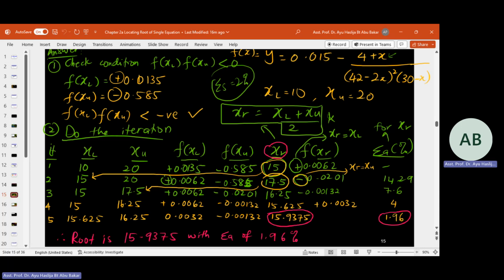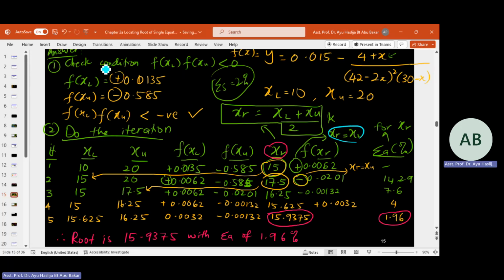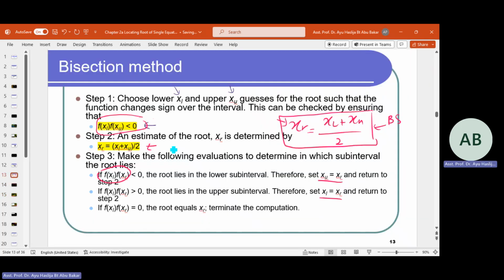Now last class, we based on this, right? When f(xr) is positive, so xl equals to xr. We base on the condition from the previous slide. This one, I just recall a bit, okay? This one, positive, so xl equals to xr.